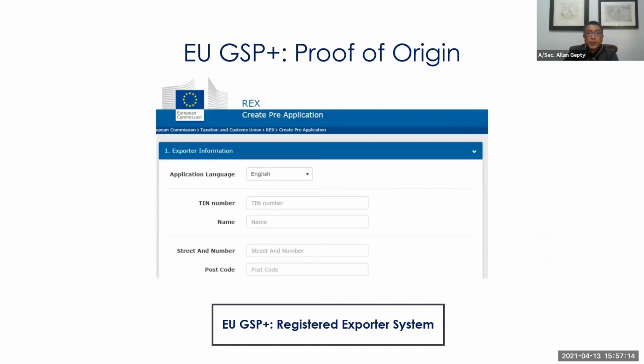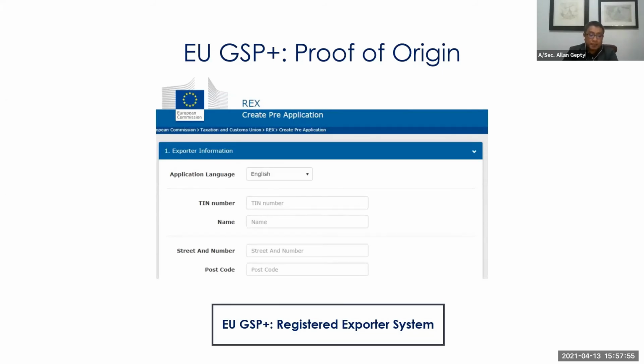Okay. Now, with all these rules, still you have to convince, of course, the receiving market or the importing market that you have complied with these rules of origin. And for purposes of compliance, you have to adhere to the proof of origin as required under the EU GSP Plus, under the UK GSP framework, or the PHFTA agreement. Now, for EU GSP Plus, the proof of origin can be complied with via the EU REX, or the registered exporter.